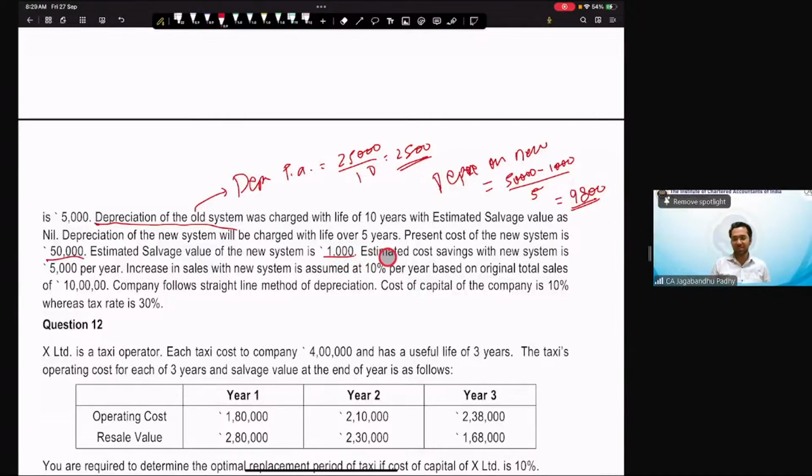Estimated cost savings with the new system is 5,000 per year. So this new system is going to give you a cost saving of 5,000 per year. And also the increase in sales with the new system is assumed to be 10% per year based on original total sales of 10 lakh. So what is the per annum incremental benefit that you're going to get from this new equipment? What's the net benefit? What's the incremental cash flow that you're going to get from this new equipment every year? Can I say 10% of 10 lakh? How much is it?